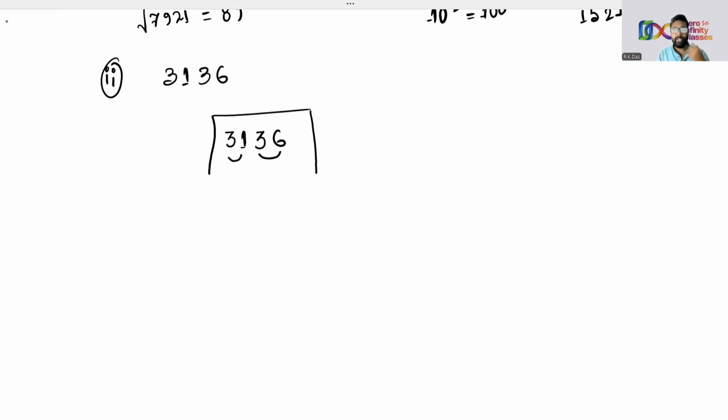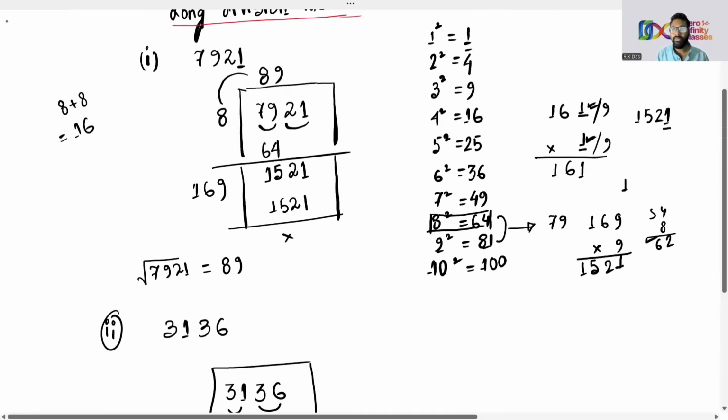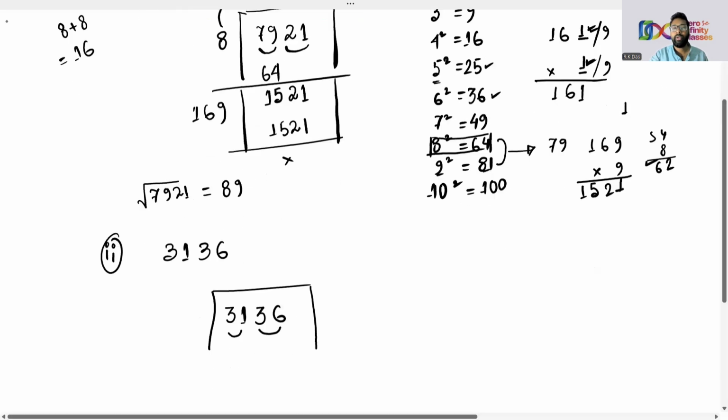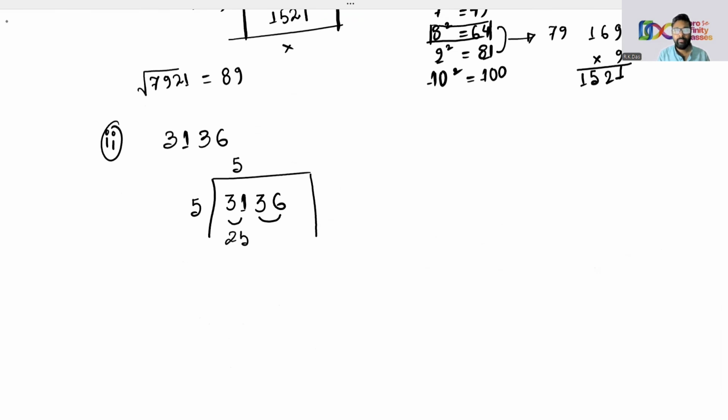Now we have to find a number. We have to search 31. Let me see. 31 lies between 25 and 36. That means 5 5s are 25, so here we will be writing 5, 5, 25. And 31 minus 25 is 6. Then we will take down 36 here, which is 636.